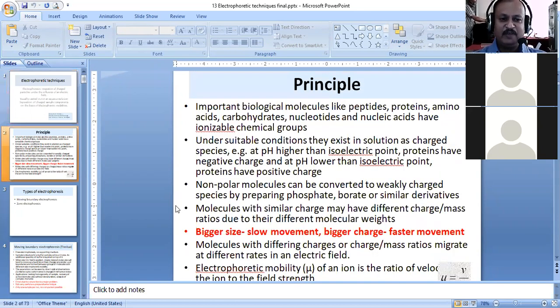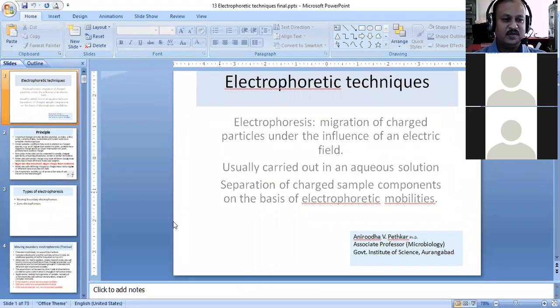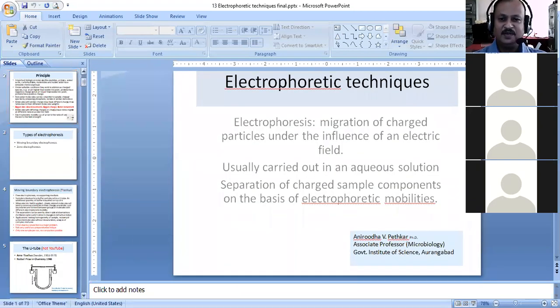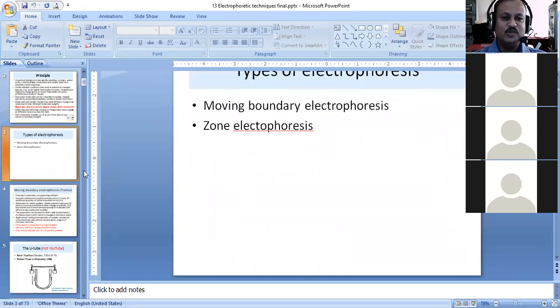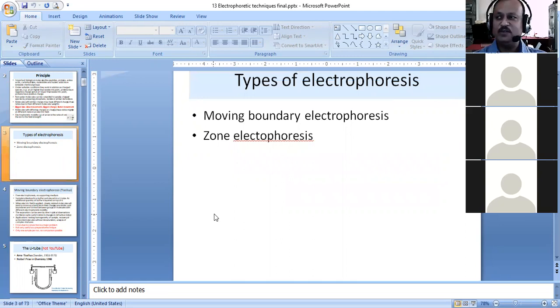Can anybody tell me where we stopped yesterday so that I can continue? Moving boundary electrophoresis and zone electrophoresis. Yeah, I showed you one slide with two different important techniques in electrophoresis. One is the moving boundary electrophoresis and the other is zone electrophoresis. And then I tried to describe something about the moving boundary electrophoresis.